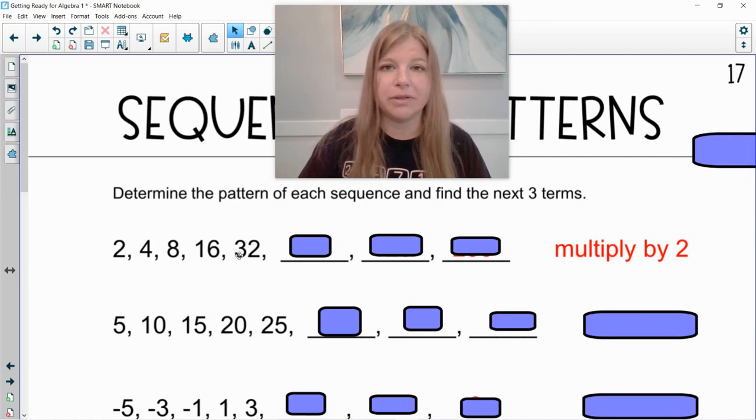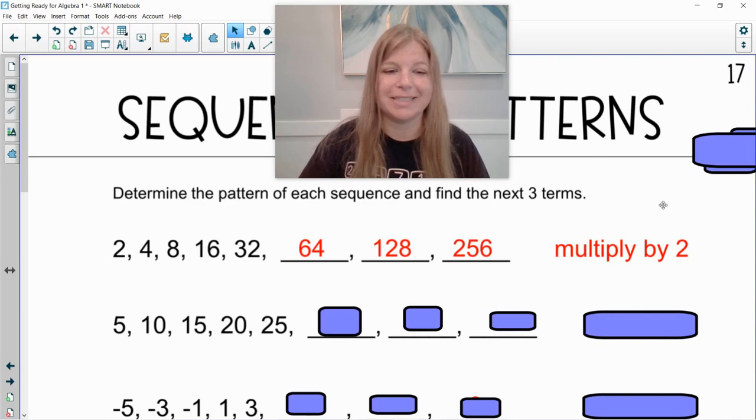So then I would take my 32 and multiply that by 2 to continue the pattern. 32 times 2 is 64. Then I would take 64, multiply that by 2. 64 times 2 is 128. And then last, take 128, multiply that by 2, and we get 256.